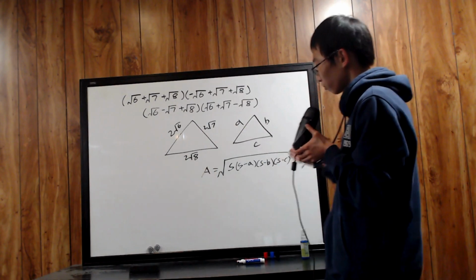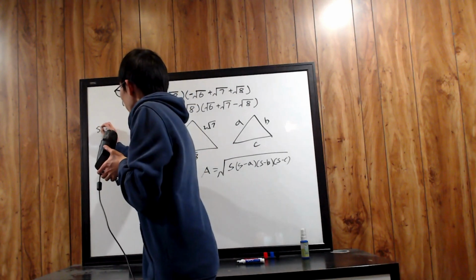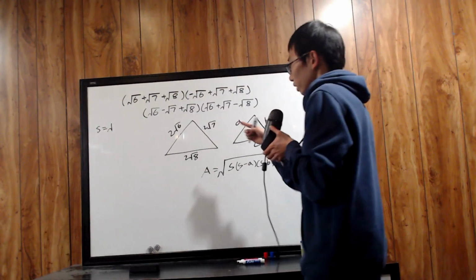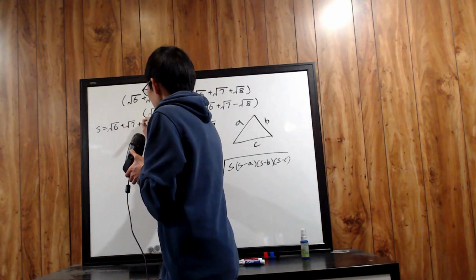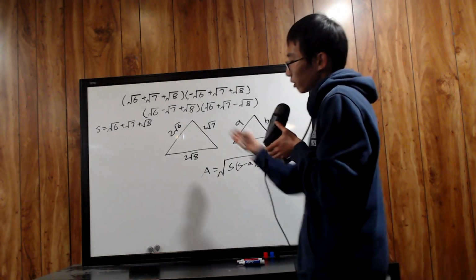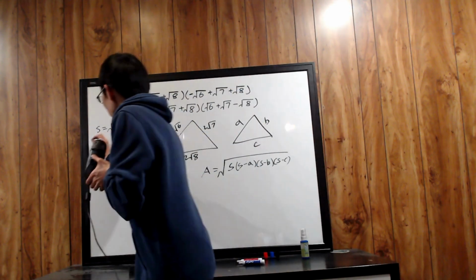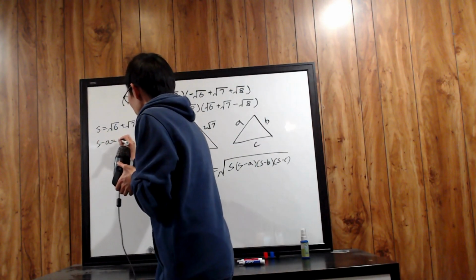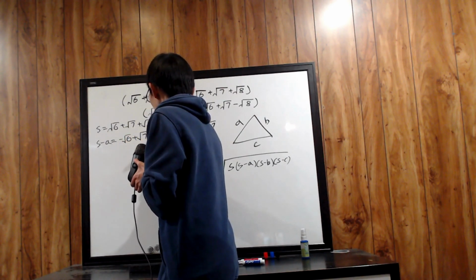What's the area? Well, according to Heron's, we have S, which is equal to root 6 plus root 7 plus root 8. Then we have S minus A. We can take A to be 2 root 6. So S minus A would be equal to negative root 6 plus root 7 plus root 8.